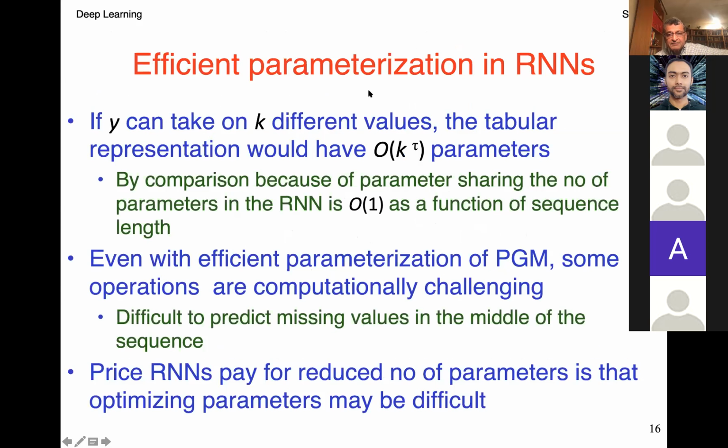So anyway, efficient parameterization in RNNs: if y can take k different values, well, that could be the words, the tabular representation would have order k to the tau parameters, right? If we had a word that can take 10,000 values, vocabulary, then it would be order of 10,000 to the length of the sequence tau. By comparison, because of parameter sharing, the number of parameters is order 1 as a function of sequence length. So a tabular representation, that was the earlier one, the bigram, trigram we talked about, you would have the CPDs, those are called tables or CPDs, conditional probability distribution tables.